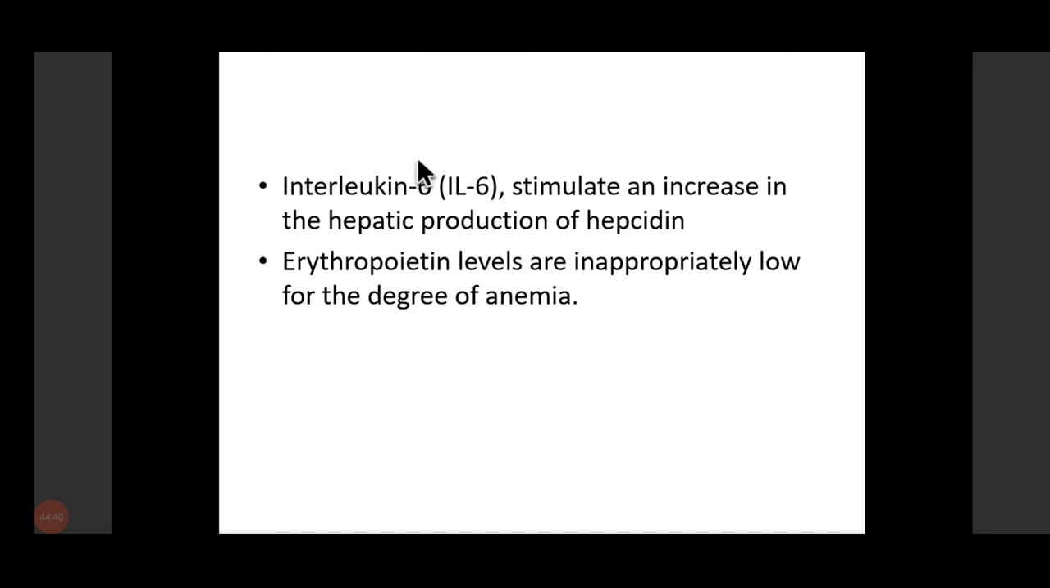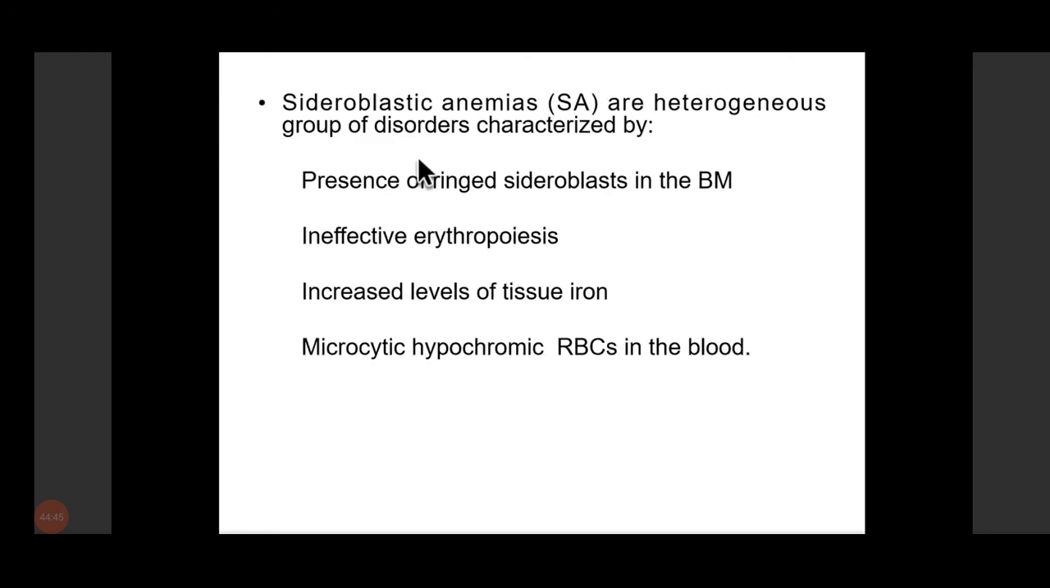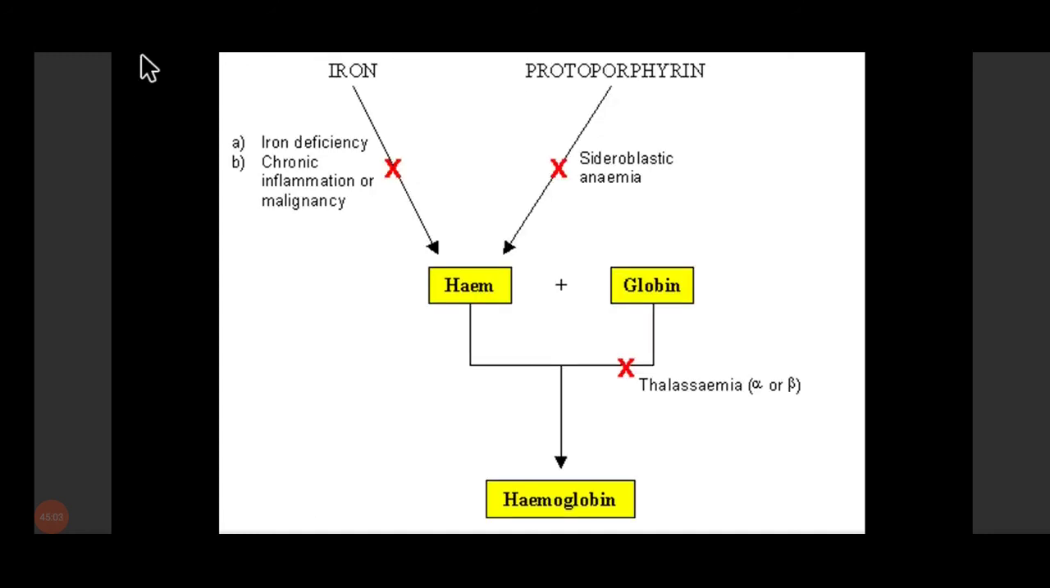Erythropoietin levels are inappropriately low compared to the degree of anemia. Coming to sideroblastic anemia, to complete the list of microcytic hypochromic anemias: sideroblastic anemias are a heterogeneous group of disorders characterized by the presence of ring sideroblasts in the marrow. There is ineffective erythropoiesis, increased tissue iron, and microcytic hypochromic red cells in the blood. Okay, so that is what happens in microcytic hypochromic anemia.